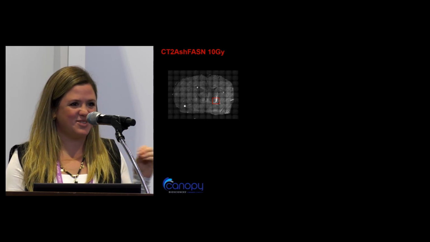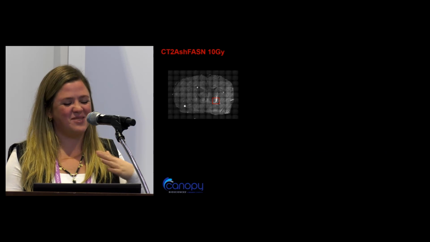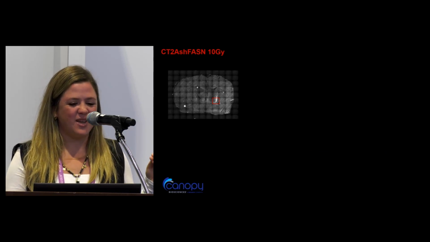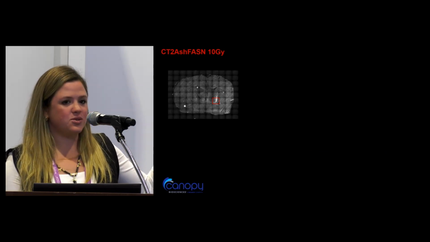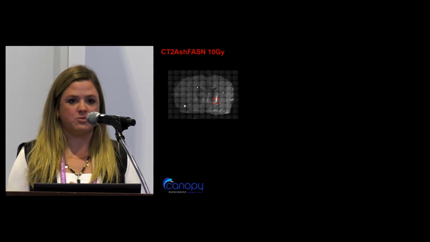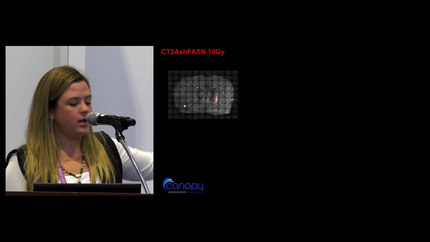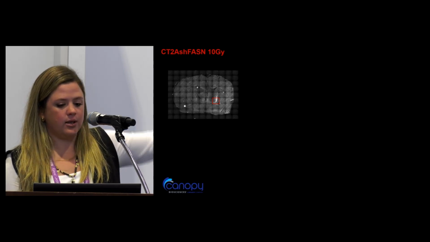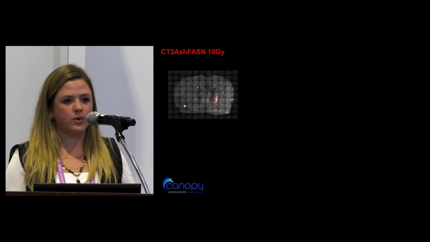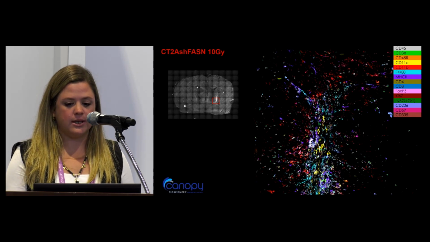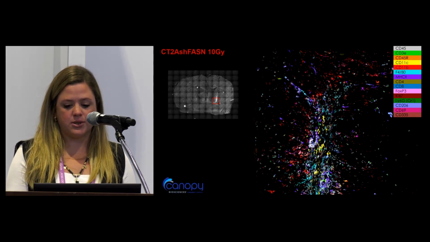That is the nicest picture that we have, but then I'm going to show you the quantification for all of them. Again, this is a CT2A tumor where we knocked down the expression of FASN and irradiated with a single dose of 10 gray. You can see here in the red square the area that we selected to show these pictures.